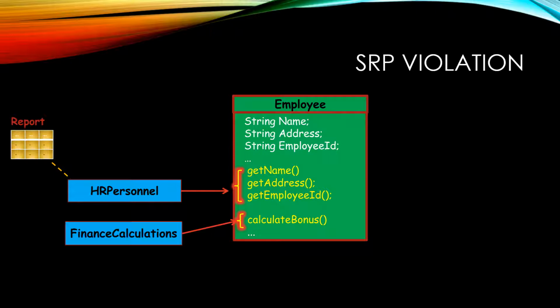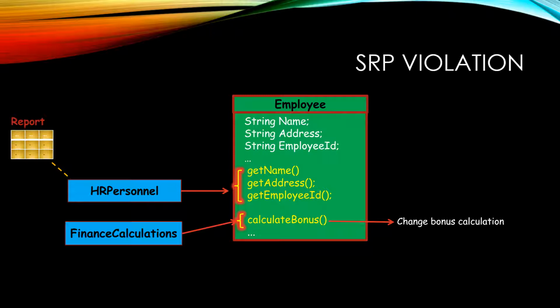Now recall the requirement to change the bonus calculation method. For this, we need to change the employee class. We also need to at least test Finance Calculations to see that it is not broken. For languages such as C++, depending on the type of change, it might even involve recompiling and redeploying Finance Calculations.